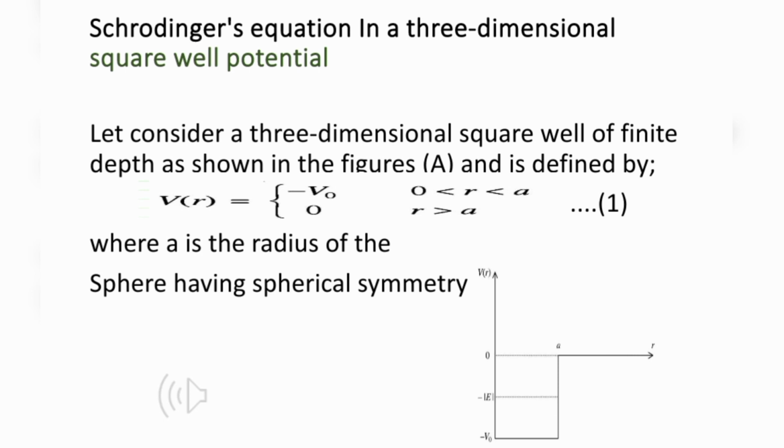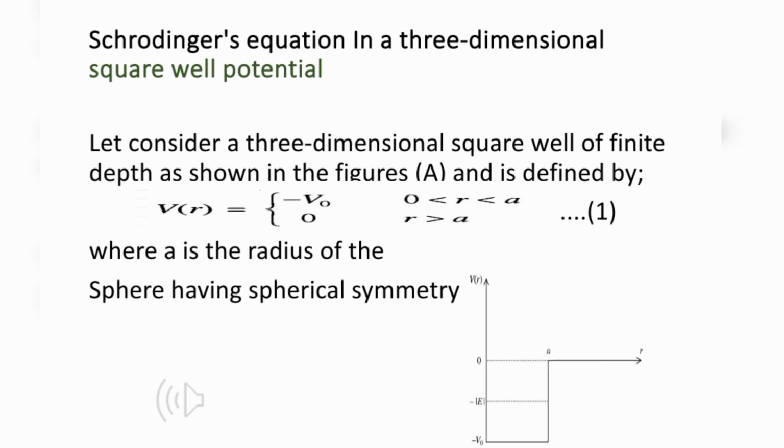Now look at this equation. V of r equals minus V0 where r is between 0 and a. This means the potential is inside the square well where r is between 0 and a, and it equals 0 when r is greater than a. This means it is outside the square well, where a is the radius of the sphere having spherical symmetry.